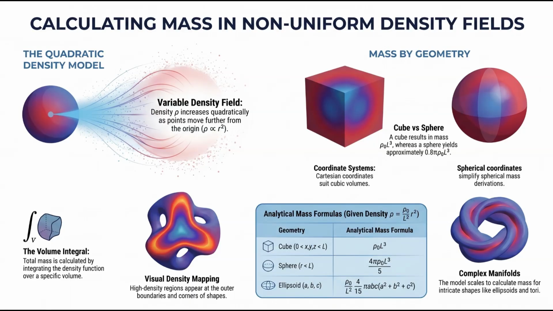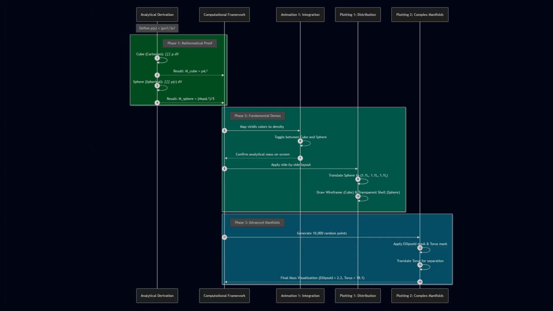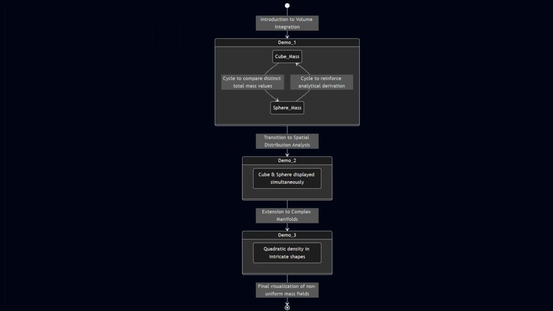The cohesive narrative. Together, these components create a complete intellectual cycle. The derivation sheet establishes the core laws, proving that density increases as you move away from the center. The sequence diagram then executes these laws by mapping them into a visual medium.